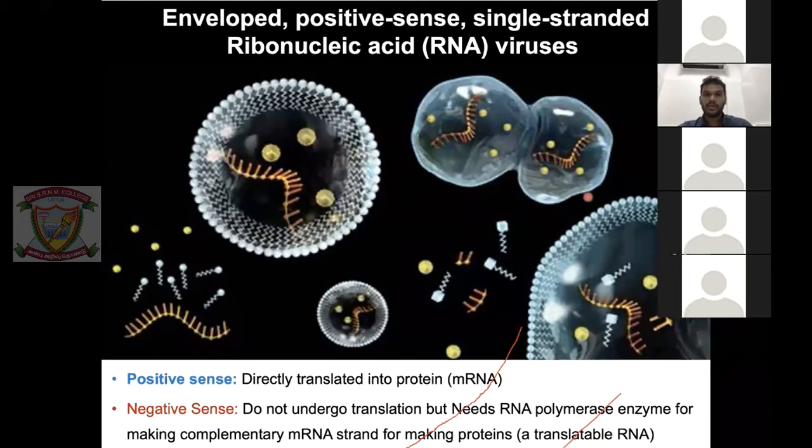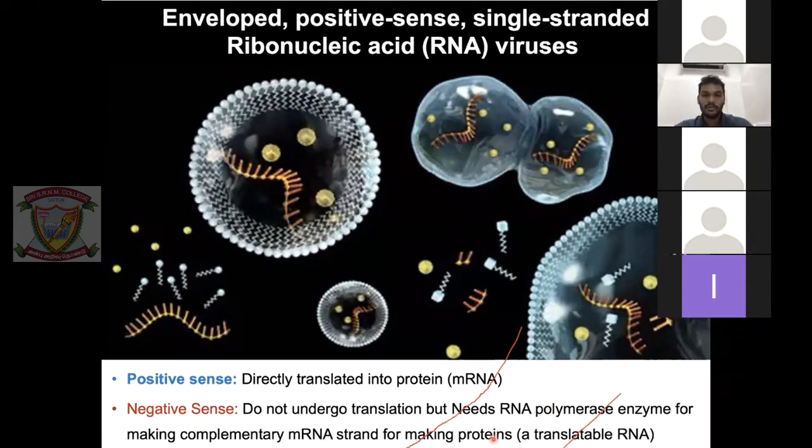All right. So now you need RNA polymerase. RNA polymerase, like in the earlier slide we had seen, goes and binds to the DNA. It synthesizes the complementary mRNA, right? So here, the RNA polymerase will come and bind to the RNA again, but it will synthesize complementary RNA. So that is what I put here: it does not undergo translation directly, but needs the RNA polymerase enzyme for making complementary mRNA, and that will get converted into protein. That is called translatable RNA, which is mRNA.